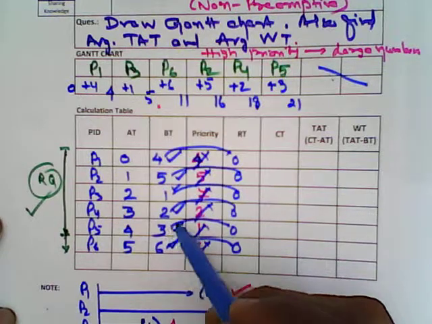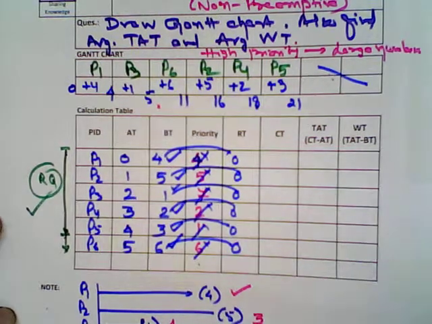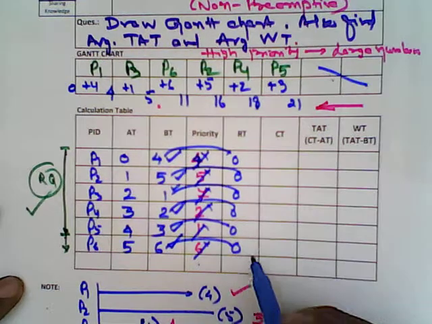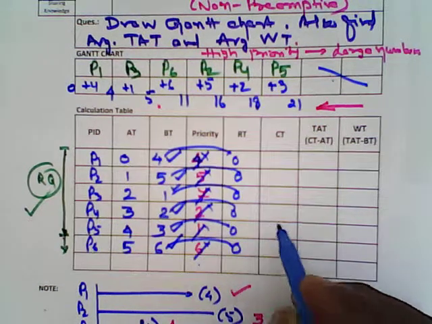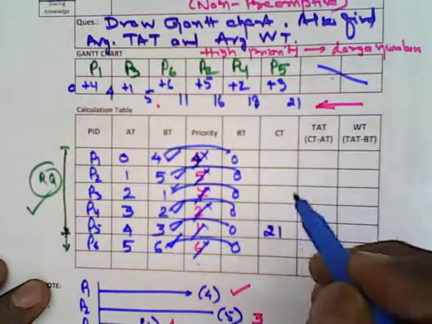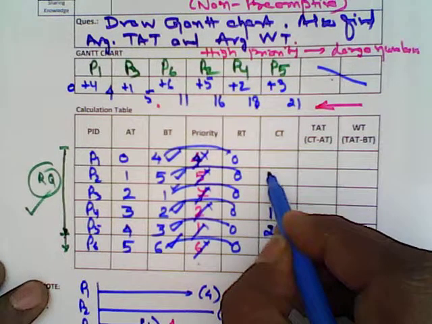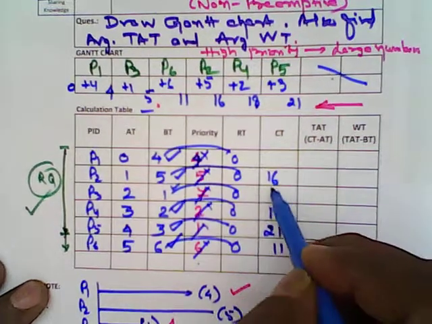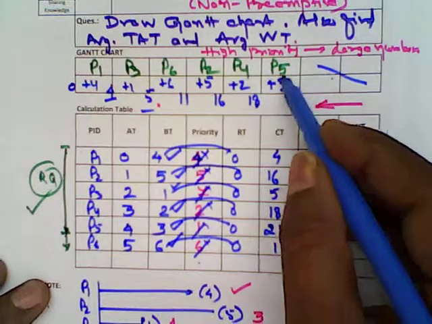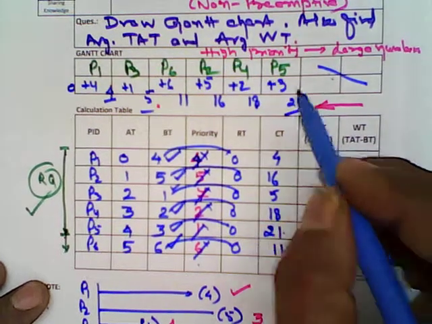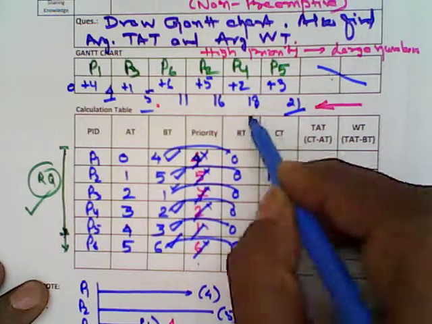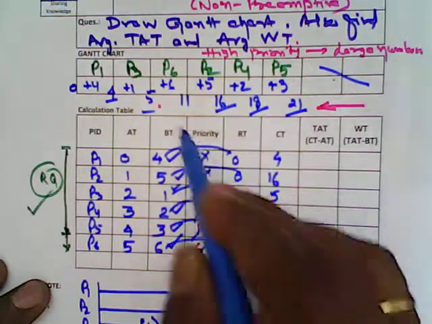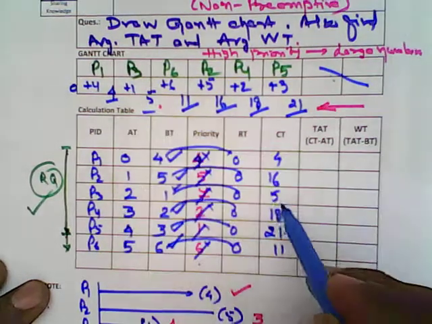Now completion time. How do we find the completion time? We see from the extreme right side towards the left. First case P5. What was the completion time? It was 21. After that P4, it is 18. P2 is 16. Then P6, 11. P3, 5. P1, 4. So P5 completes at 21, P4 completes at 18, P2 completes at 16, P6 completes at 11, P3 completes at 5, and P1 completes at 4. That's all.